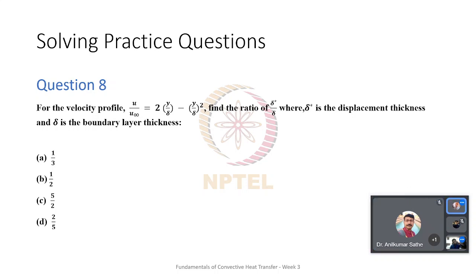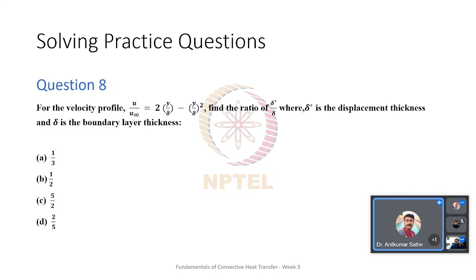Hello? Answer may be 5 by 2. 3. Sorry, I can't hear you. Answer is C. Option D. Okay. No, C, sir. C. C, 5 by 2. Okay. Yes. Okay. So that is one response. Let's see what others have to say.